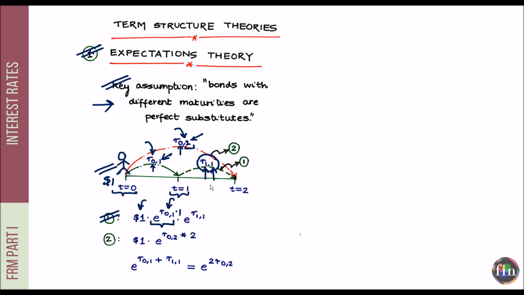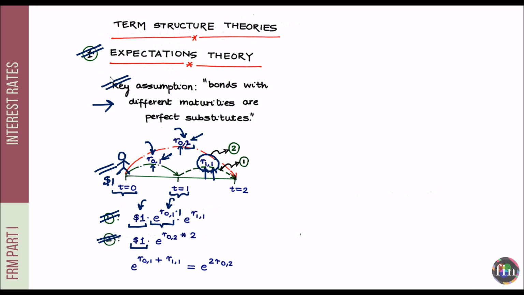But this happens at that rate R11, which I do not know yet. Now this is my final payoff of investing $1 into this deposit account and rolling it at time t equal to 1. The other strategy was investing or lending this $1 at a 2-year rate, and that rate is R02. That means it will grow for 2 years, and since this rate R02 is an annual number, I need to do e to the power R02 times 2.